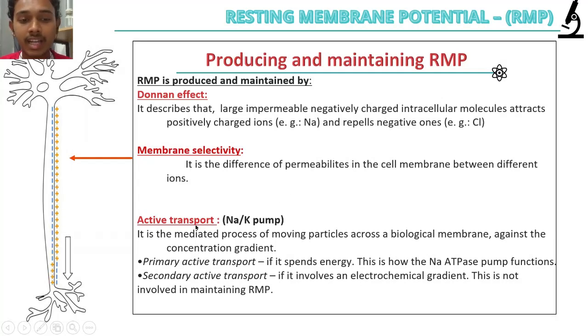And finally, active transport. It is the mediated process of moving particles across a biological membrane against the concentration gradient. It comes under two mechanisms. Primary active transport involves energy, that is, it spends energy. This is how the innate ATPase pump functions. The secondary active transport involves an electrochemical gradient. This is not involved in maintaining RMP.